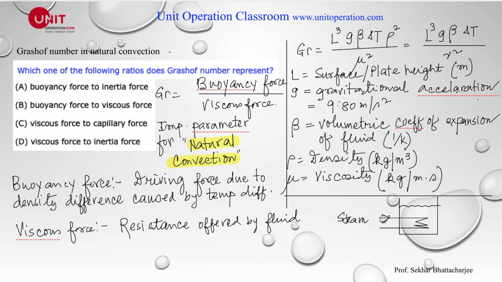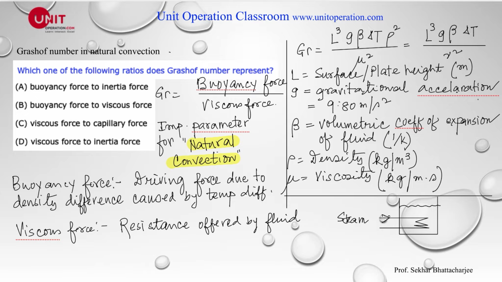It says, which one of the following ratios does Grashof number represent? We know Grashof number is given as a ratio of the buoyancy force divided by the viscous force. If we write it down in terms of the symbols, it is L cube. L is, of course, the characteristic length, surface of the plate height. g is gravitational acceleration. Beta is the volumetric coefficient of expansion. Rho is the density, and mu is the viscosity.